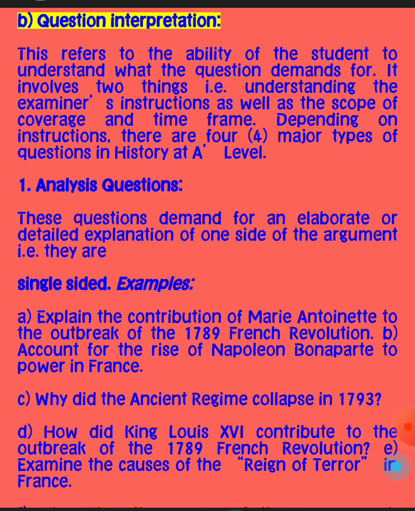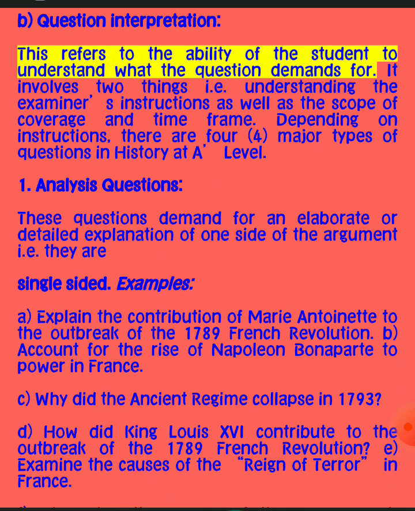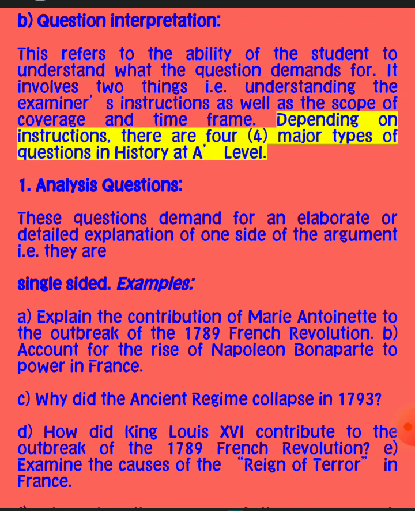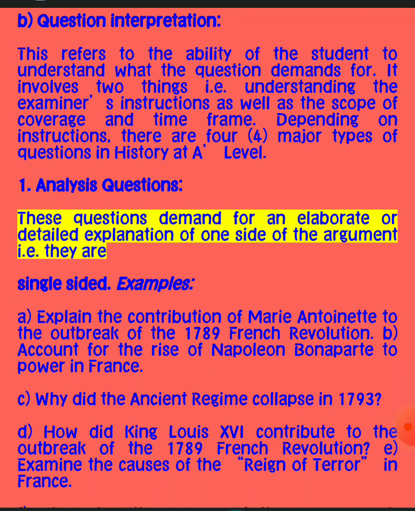Question interpretation. This refers to the ability of the student to understand what the question demands for. It involves two things, i.e., understanding the examiner's instructions as well as the scope of coverage and time frame. Depending on instructions, there are four major types of questions in history at A level. 1. Analysis questions. These questions demand for an elaborate or detailed explanation of one side of the argument, i.e., they are single-sided.